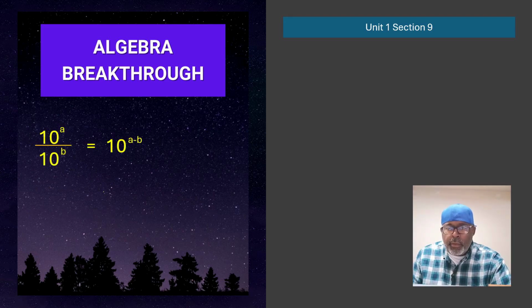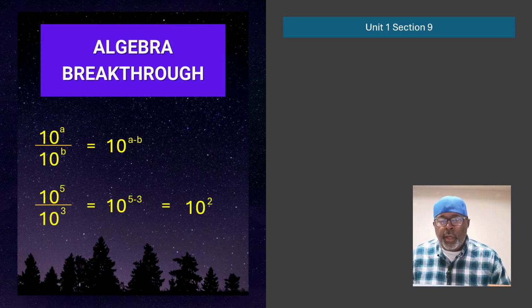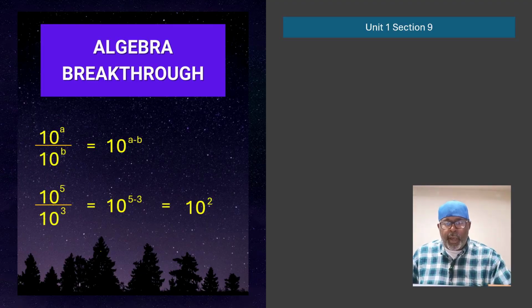In this example, we have 10 to the power of A divided by 10 to the power of B. So using a concrete example, 10 to the 5th power divided by 10 to the 3rd power is equal to 10 to the 2nd power, or 10 squared.